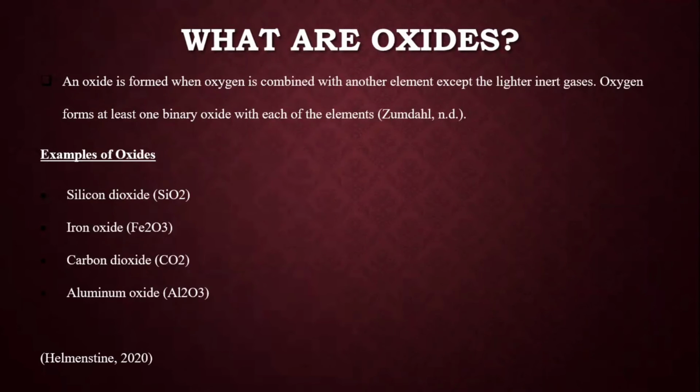Now let's look at what oxides are. An oxide is formed when oxygen is combined with another element, except the lighter inert gases such as helium, neon, argon, and krypton. Oxygen forms at least one binary oxide with each of the elements. This means that they are compounds of oxygen with another element. Some examples of oxides are silicon dioxide, iron oxide, carbon dioxide, and aluminum oxide.